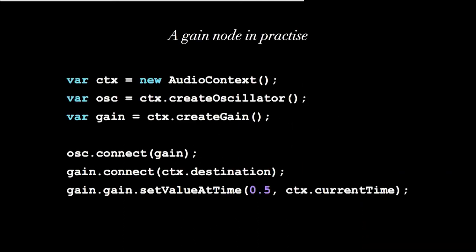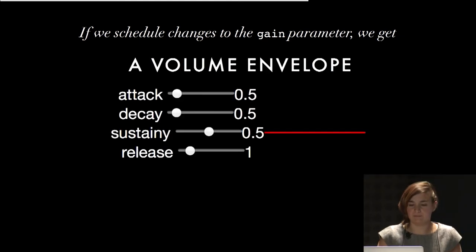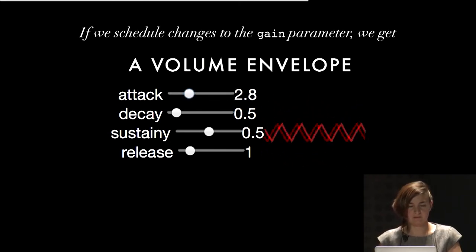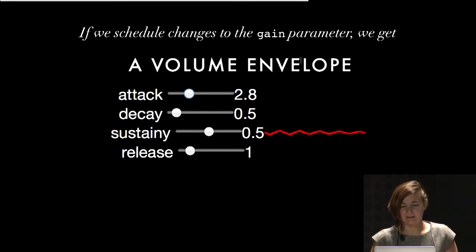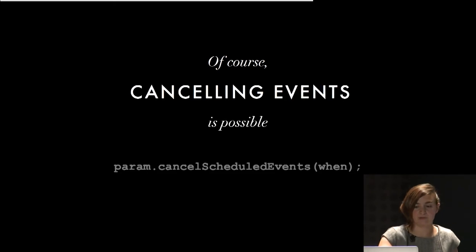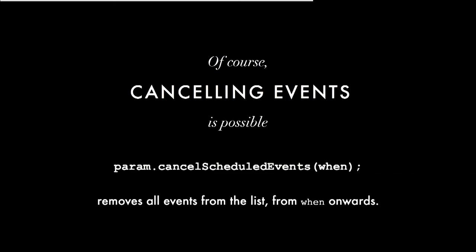So a gain node in practice is like before: we create the context, oscillator and the gain node, and we connect the oscillator to the gain node and the gain node to the output. And when you set the value at time to 0.5, what you're actually doing is halving the volume from before. So if we schedule changes to that gain parameter, what we're going to get is a volume envelope. So like this, I can change it, it's going to be different depending on it, it takes longer now to play. So it's a pretty easy way to get nicer sounds. And of course, you can also cancel events with cancel scheduled events, which is pretty easy.